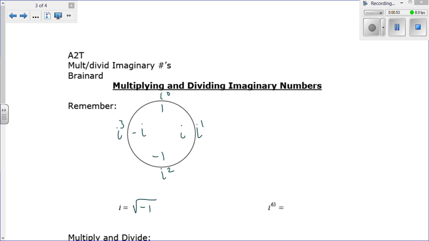To find i to the 63rd, we took 63, which is our exponent, divided it by 4. So 4 goes into 63 fifteen times, with 60, and my remainder is 3. So this is equivalent to i to the third, and i to the third is -i.